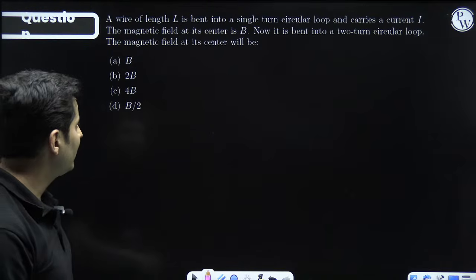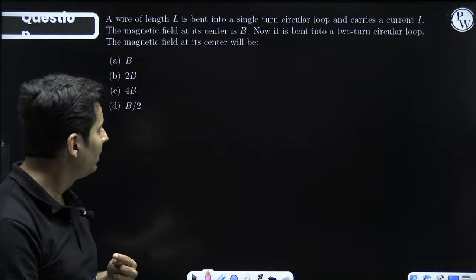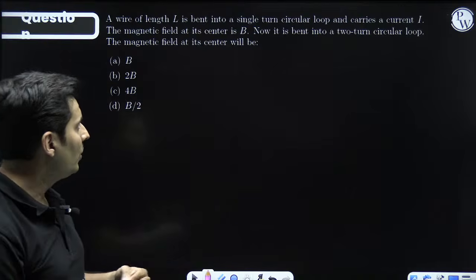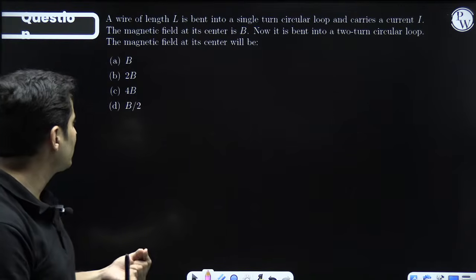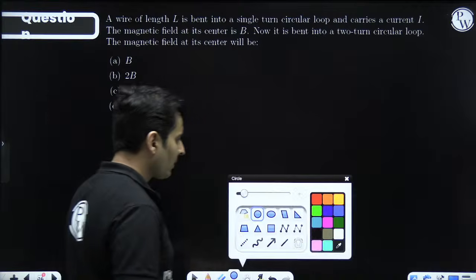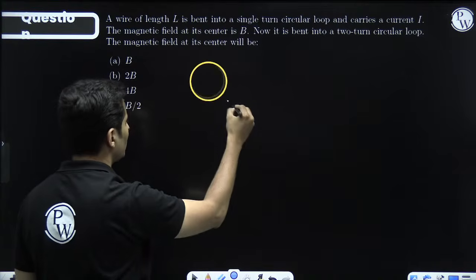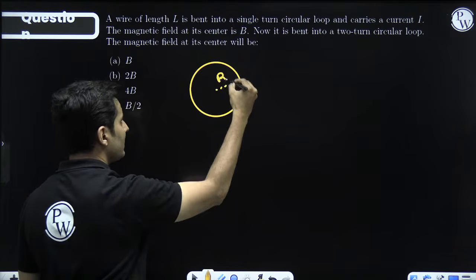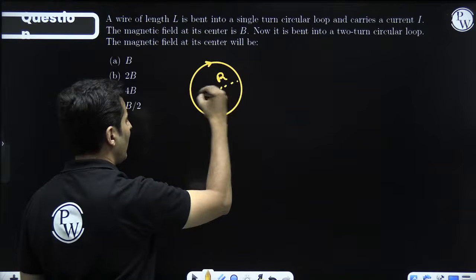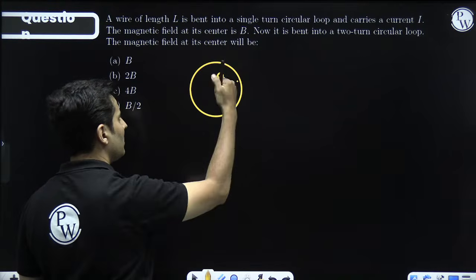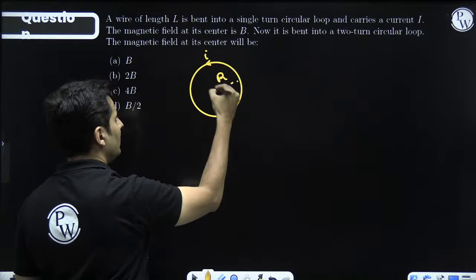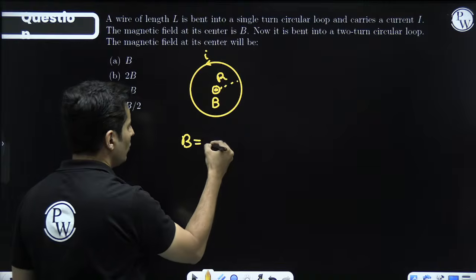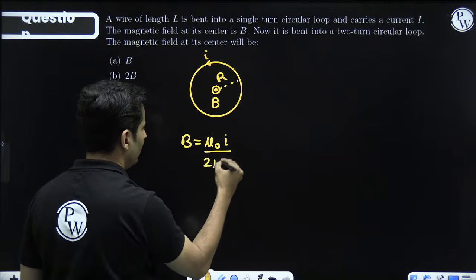A wire of certain length is bent into a single loop turn carrying current I. The magnetic field is B. Now you bend it into 2 turns. So how much will the magnetic field be? Initially it looks like a simple laddu question only, but I don't think it is such a laddu question. If this radius is R, some current is I, the magnetic field is then going to be towards you. It will be mu naught into current divided by 2R.